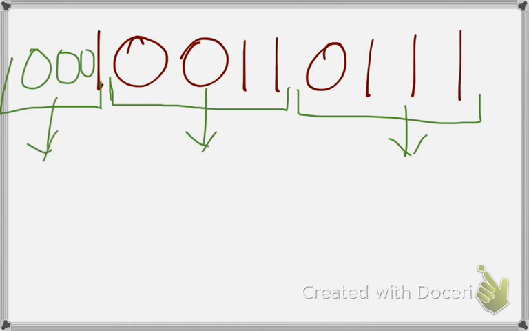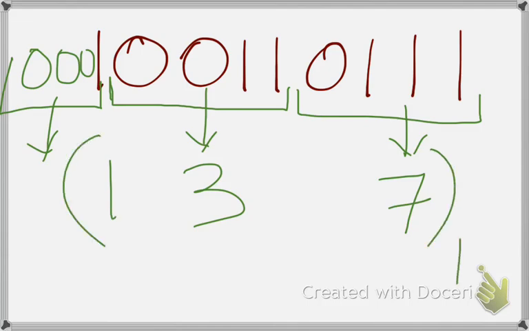So 0111 is 7 in hexadecimal, and 0011 is 3 in hexadecimal, and 0001 is 1 in hexadecimal. So this binary number is 137 base 16.